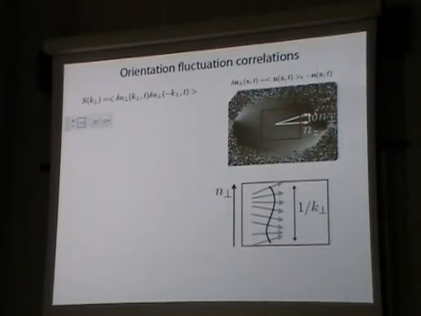But that is the same. So you take a movie, and at every pixel you have some average orientation, and you have fluctuations around that average, and you're looking at the spatial temporal correlation function of those fluctuations. Now I'm first going to show you the correlation function of those fluctuations in the perpendicular direction for equal time as a function of wave vector.